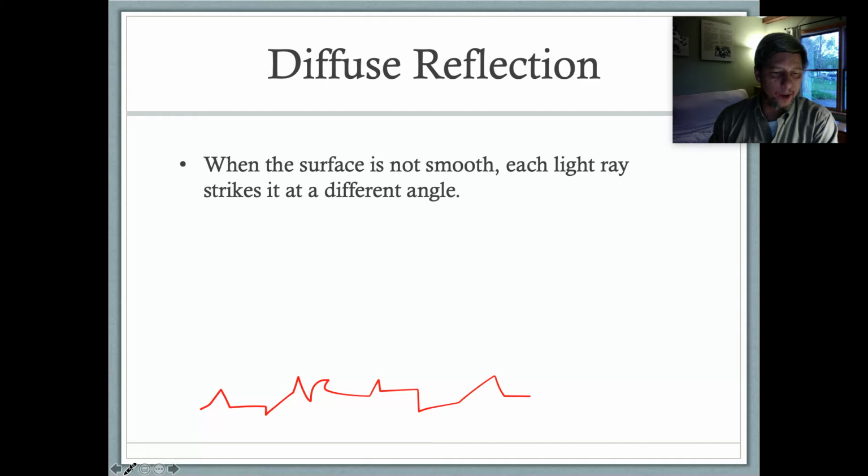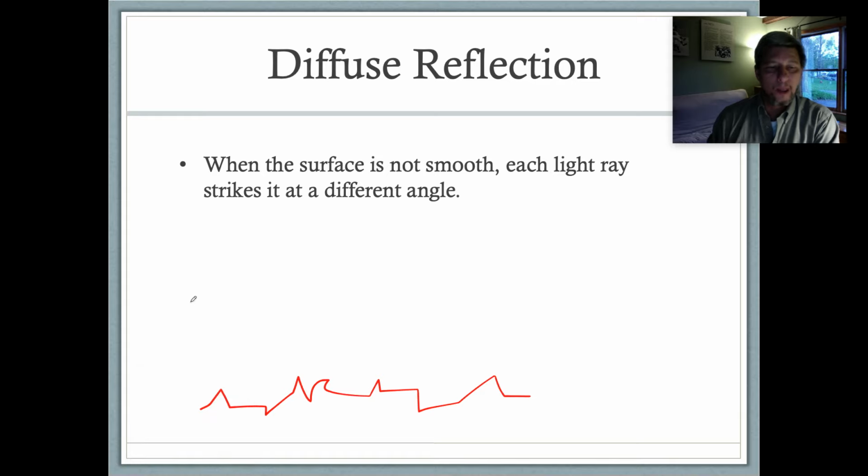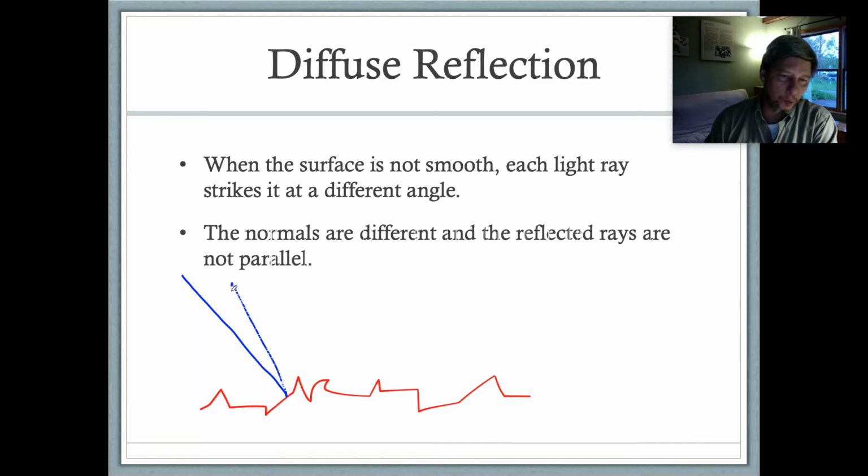It doesn't really matter what the surface really looks like. I'm going to send down a light ray, and it's going to strike right here, and it's going to bounce almost directly back outward.